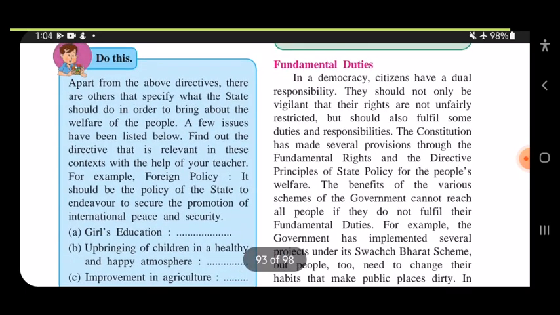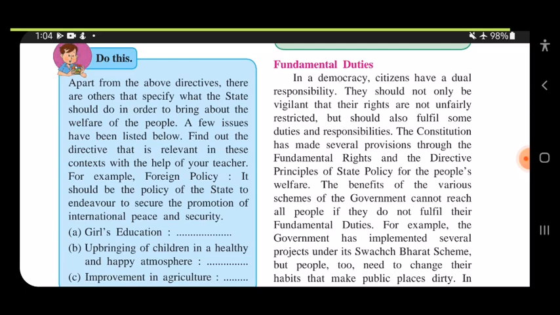Now let us see what are our fundamental duties. Now in a democracy, citizens have a dual responsibility. That means double responsibility. That is, they should not only be vigilant that their rights are not unfairly restricted, but should also fulfill some duties and responsibilities that we have.